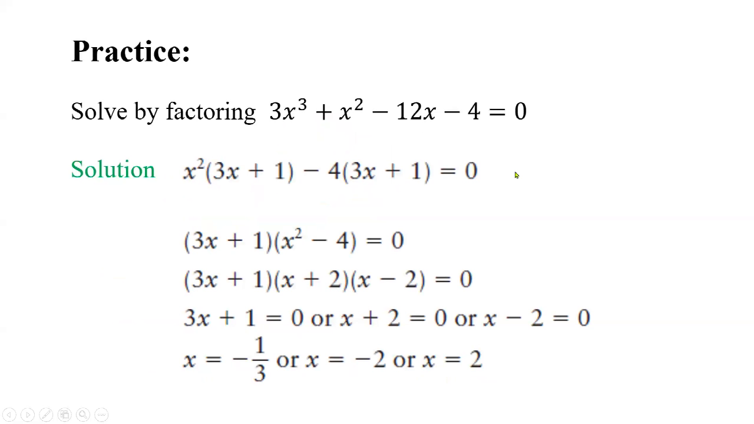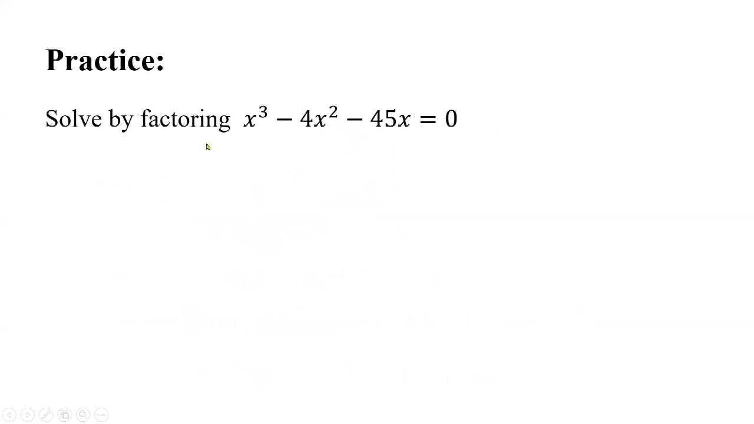Okay, next. Solve by factoring the following equation: x cubed minus 4x squared minus 45x equals 0. Okay, I'll give you 2 minutes to think about that, okay?